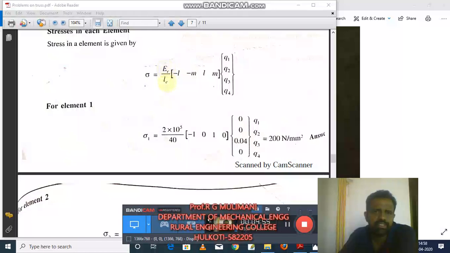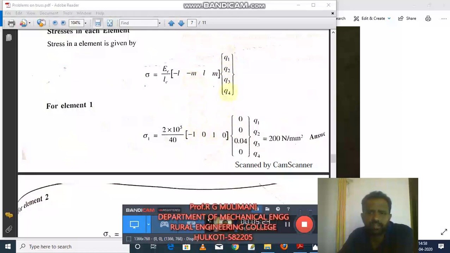Young's modulus is the same for all the elements, 2 into 10 raised to 5. This LE is the length of the element. For element 1 it is 40. This L is different. This LE is the length of the element, this L is the direction cosine. We are finding this stress for element 1, so you consider L1, M1, minus L1, minus M1, L1, M1. So it is minus 1, 0, 1, 0.